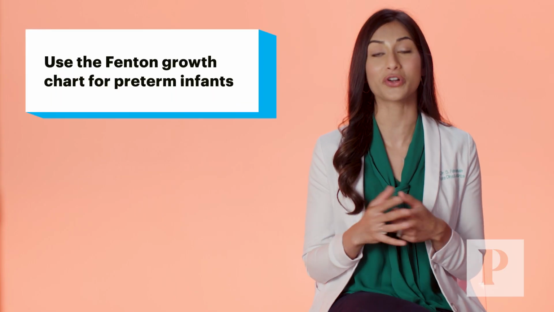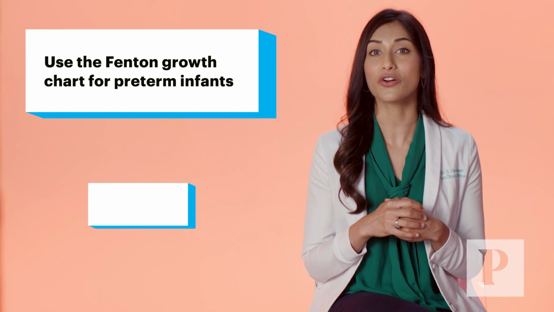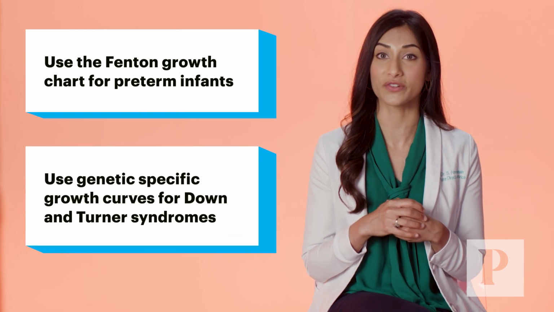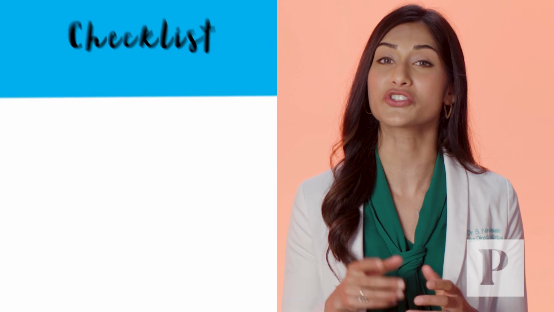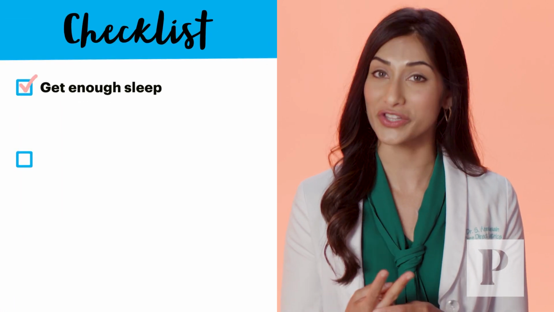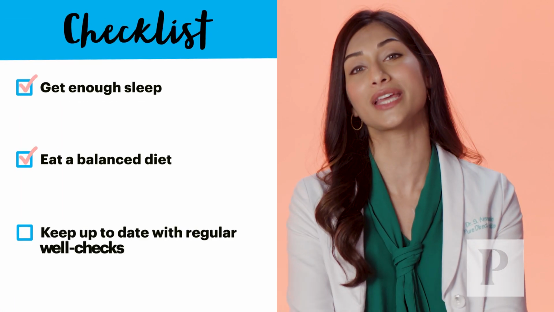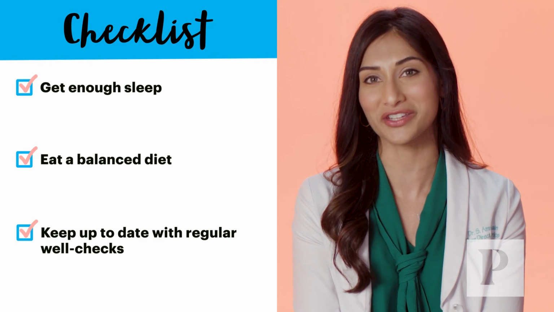Also, it's important to know we have different growth curves for different populations. For example, the Fenton growth chart is for premature infants. There are also genetic-specific growth curves for syndromes like Down syndrome and Turner syndrome. As a parent, the most important things you can do for your toddler's growth and health are making sure they get enough sleep, ensure they eat a balanced diet, and keep up to date with regular well checks with your child's pediatrician.